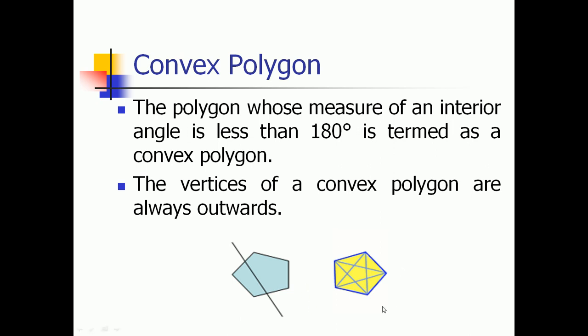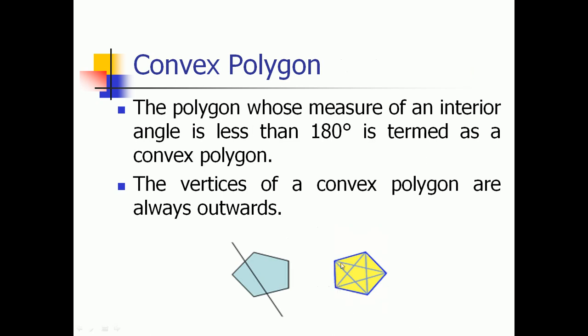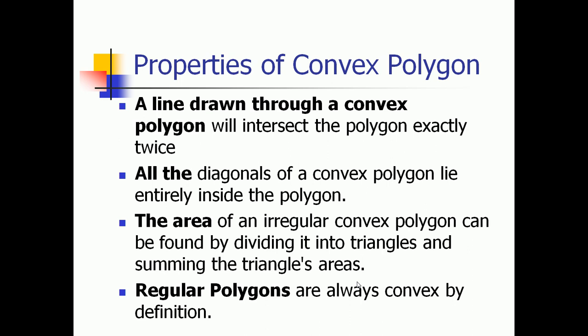All the diagonals of a convex polygon lie entirely inside the polygon. In the figure here you can see that whatever diagonals you draw from any vertex to any vertex, all these diagonals lie totally inside the polygon. The area of an irregular convex polygon can be found by dividing it into triangles and summing the triangles' areas, and generally regular polygons are always convex polygons by definition.